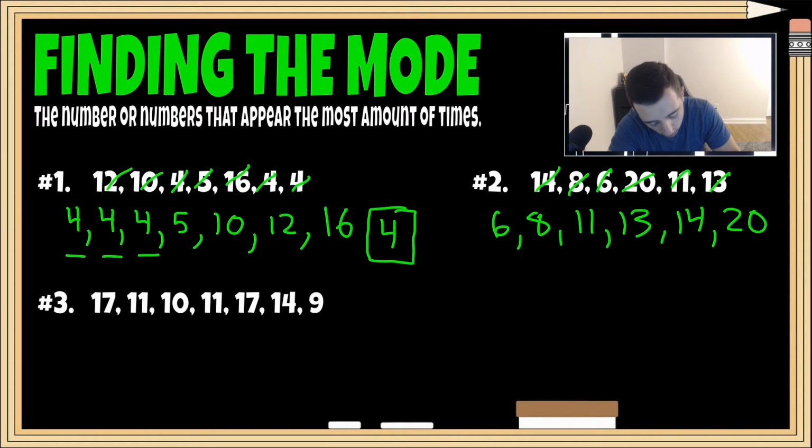So we're going to have no mode. There's no number that shows up more than once. So our final answer is no mode.